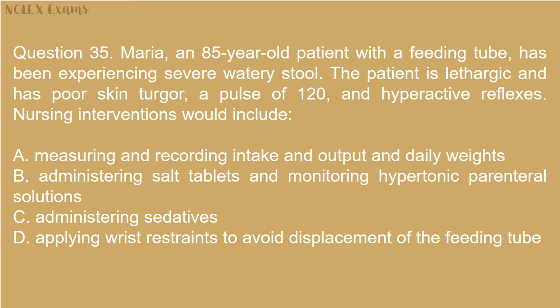Question 35. Maria, an 85-year-old patient with a feeding tube, has been experiencing severe watery stool. The patient is lethargic and has poor skin turgor, a pulse of 120, and hyperactive reflexes. Nursing interventions would include: A. Measuring and recording intake and output and daily weights. B. Administering salt tablets and monitoring hypotonic parenteral solutions. C. Administering sedatives. D. Applying wrist restraints to avoid displacement of the feeding tube.